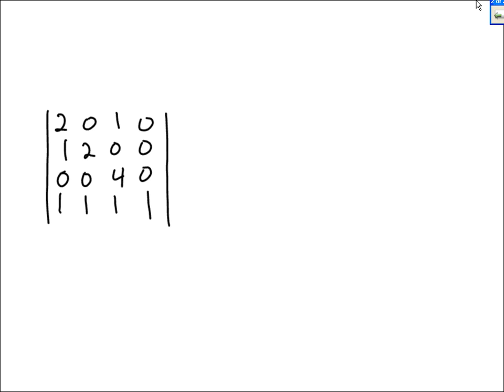Okay. Suppose you have this: 2, 0, 1, 0, 1, 2, 0, 0, 0, 0, 4, 0, 1, 1, 1, 1. Now, I notice the third row has all zeros except one entry, and the fourth column has the same thing. The fourth column has all zeros except one entry. Since we haven't done a column 1 yet, let us pick this column. Now, the only entry in that column that's going to generate anything when I cross off the rows is the last row.